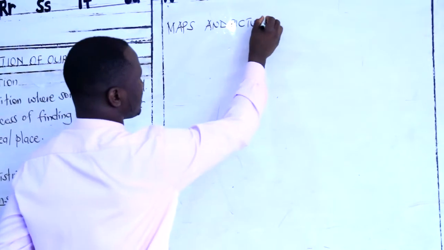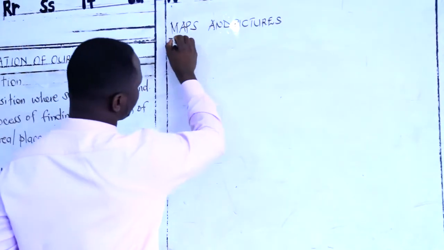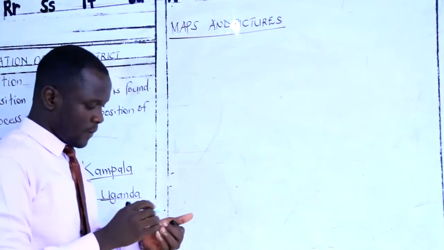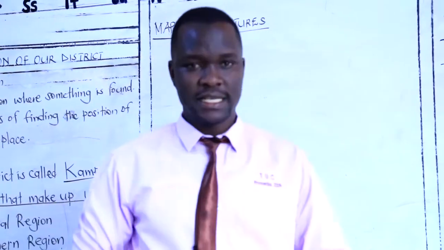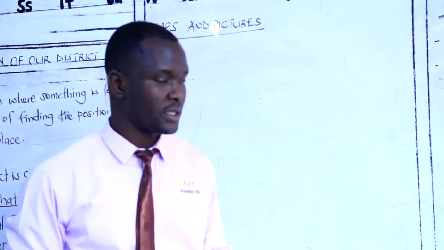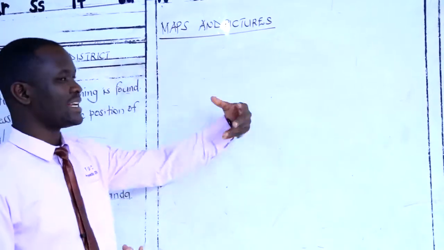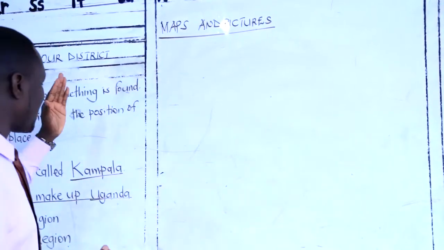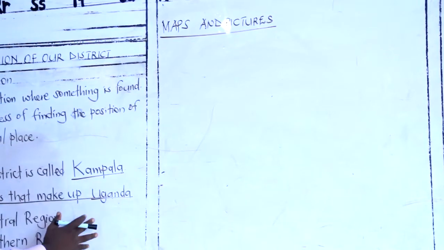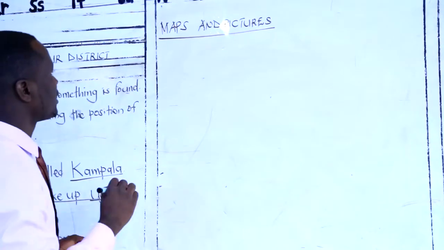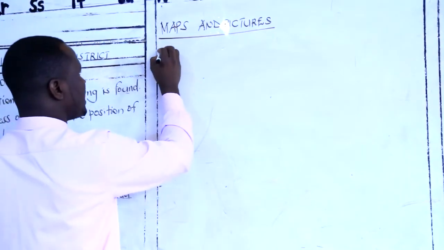Maps and pictures. So we are going to go back. Like I said, this is something like a revision that we finished talking about, but we are first of all going to understand this. Then we shall now come back and we shall understand more about our district. So what do we mean by a map?